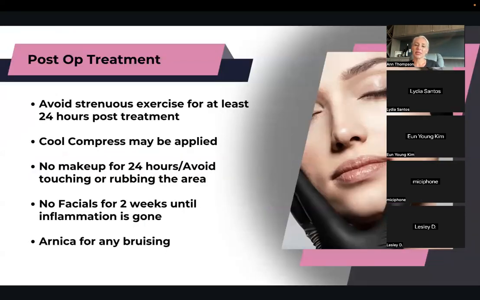For a post-op, you want to tell the patient to avoid strenuous exercise for the next 24 hours. They can do a cool compress. Don't tell them to do ice because there is lidocaine impregnated into the products, and so it can cause a freezer burn and they won't even know it because they're going to be numb still. No makeup for 24 hours because they're going to have holes in their face and you don't want to cause cellulitis. No facials for 2 weeks until the inflammation is gone.